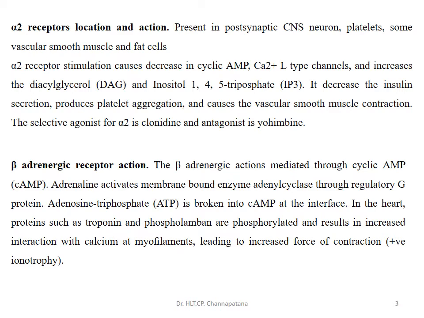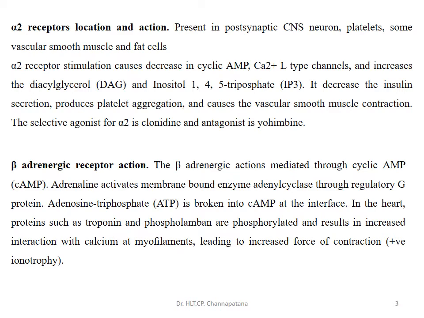The selective agonist for the alpha 2 adrenoreceptor is clonidine, that is sympathomimetic, meaning same action, that is agonist. And the opposite effect, reversing the effect, the antagonist, is yohimbine.